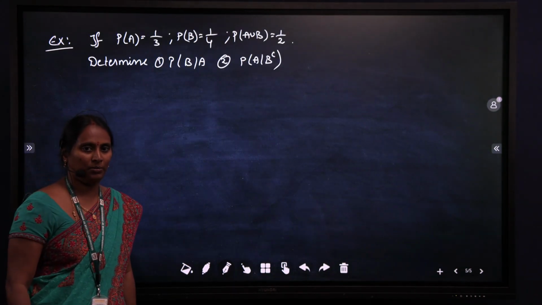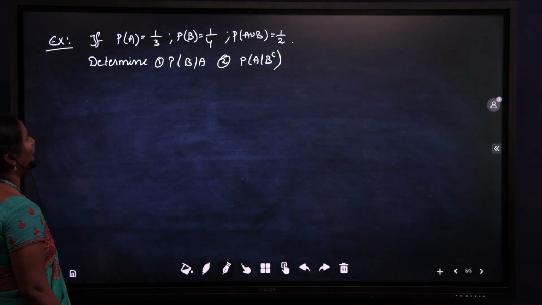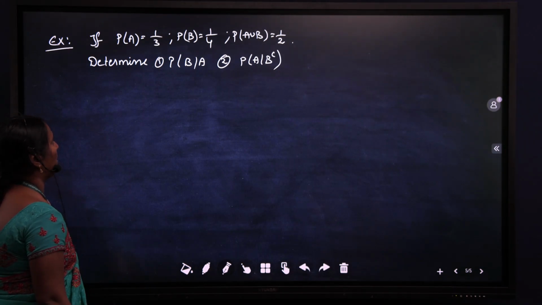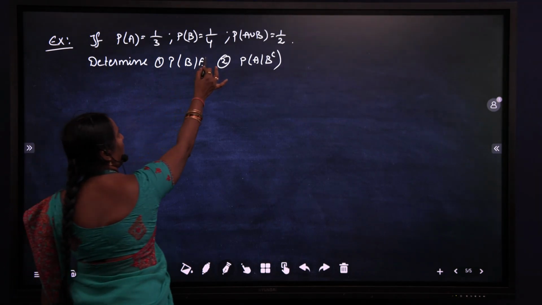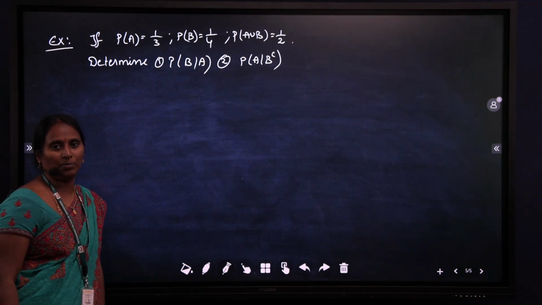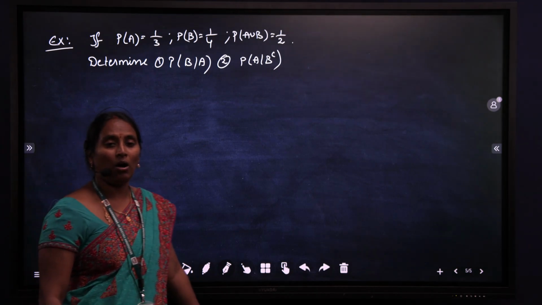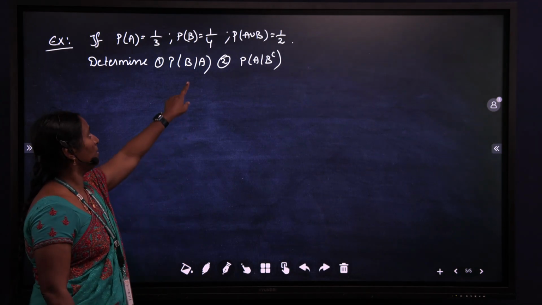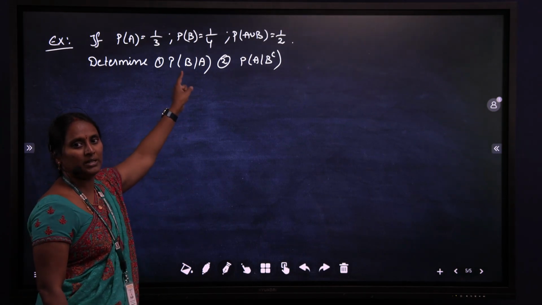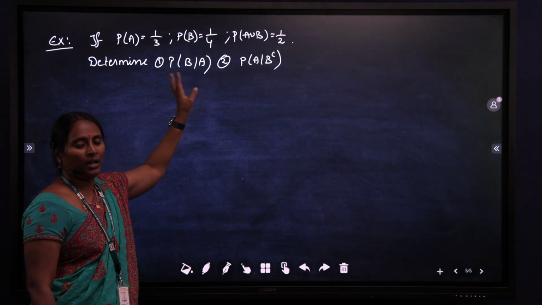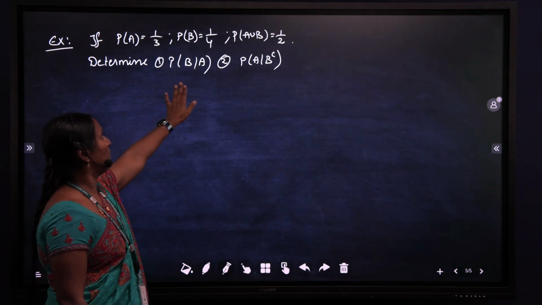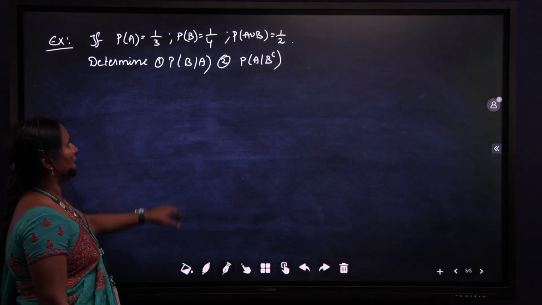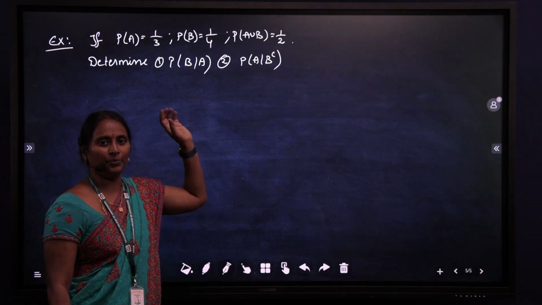Now let us see a problem on the multiplication law of probability. If P of A is 1 by 3, P of B is 1 by 4 and P of A union B is 1 by 2, then we are going to find P of B given A and P of A given B bar. Before that, P of B given A means the conditional probability of event B, given that event A has already happened. Applying the formula, P of B given A is P of A intersection B by P of A.